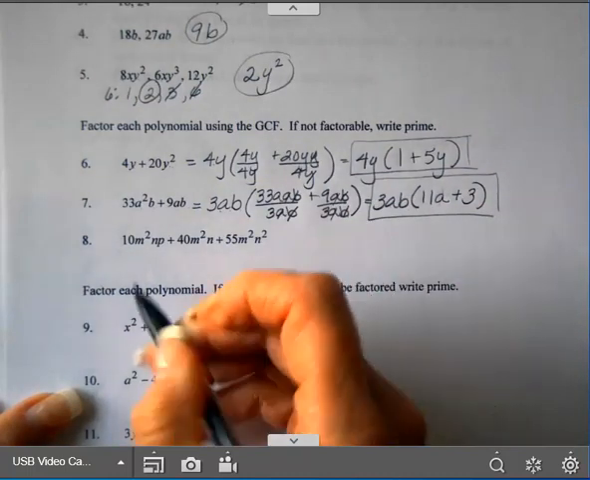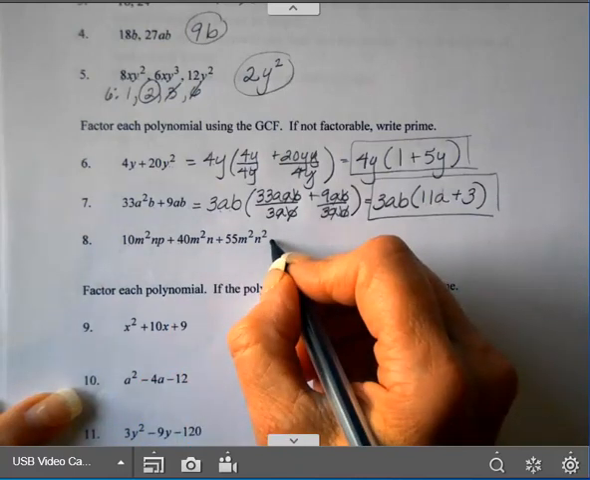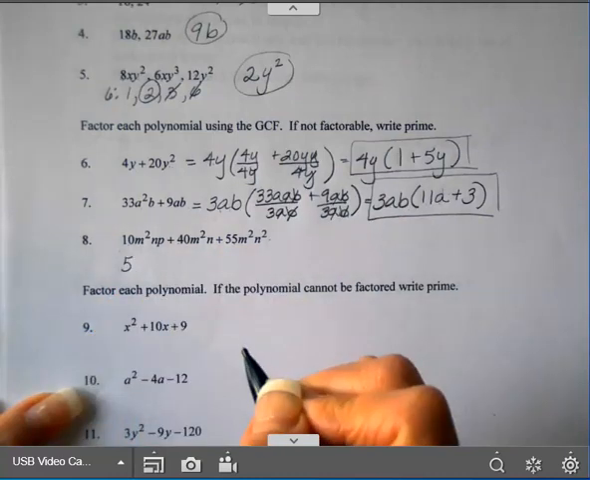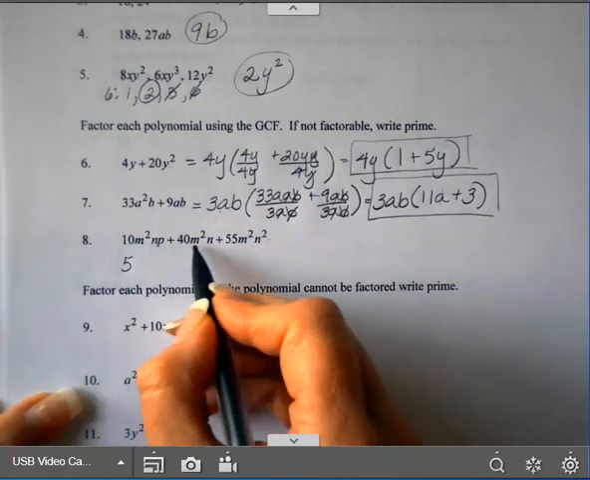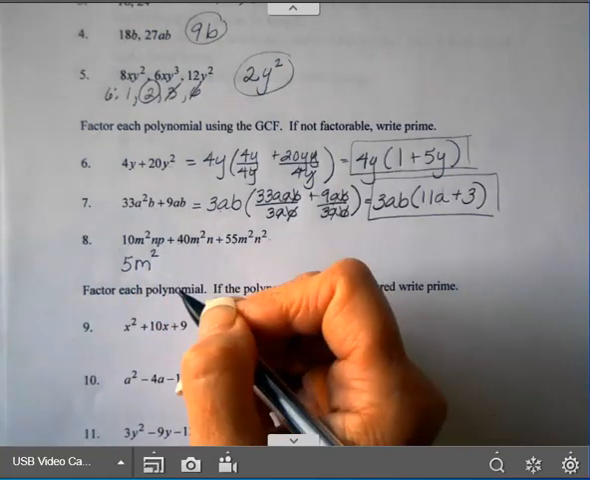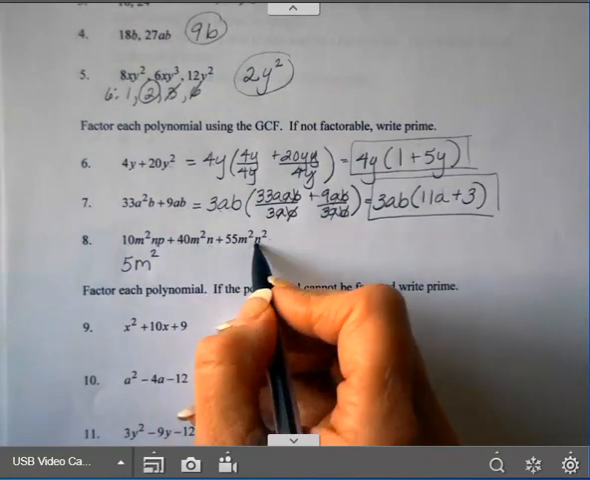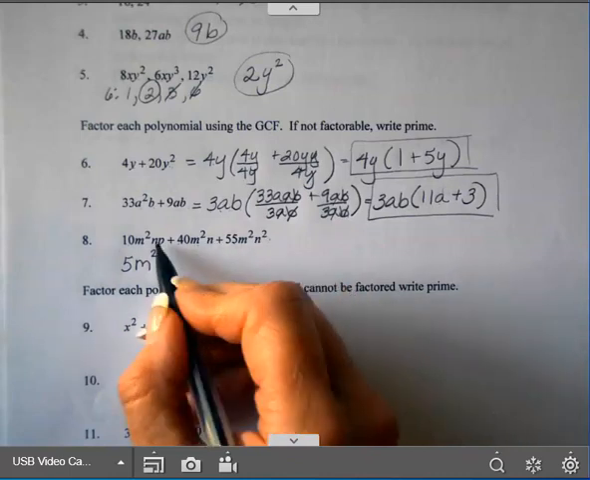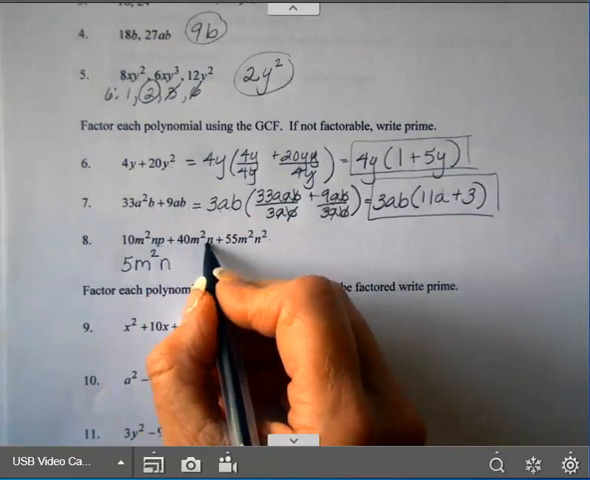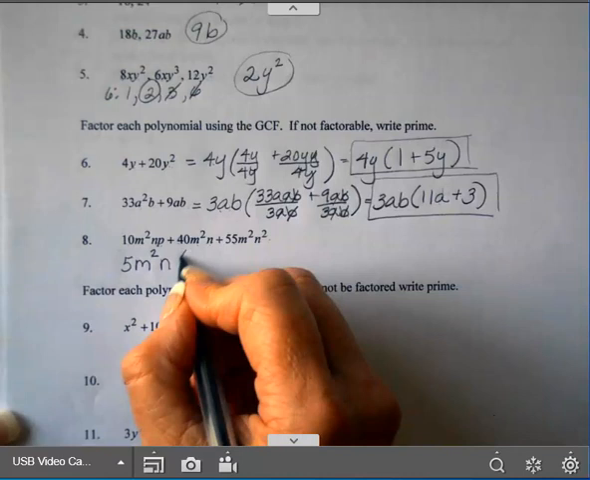On the next one, 10, 40, and 55 have a 5 in common. I think I'm going to work that down here. So they have a 5 in common. This has m squared, this has m squared, this has m squared. They all have an m squared in common. This has an n, this has an n, this has an n squared, but these only had a single n, so I can take out one n. This has a p, but this does not, so I can't factor out a p. So that's what I'm going to factor out.